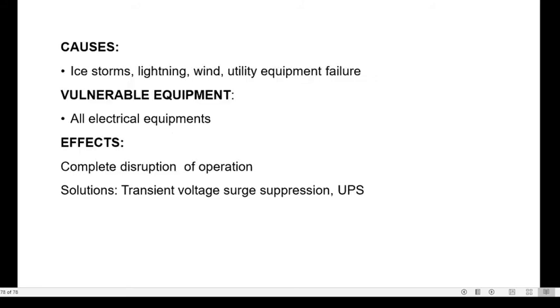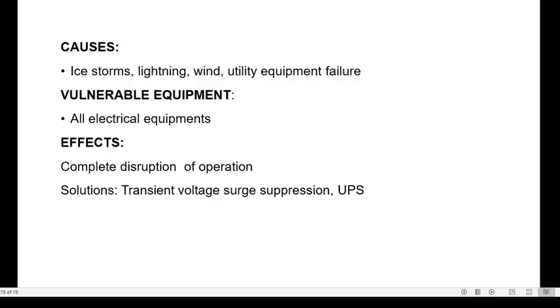So what are the causes? Ice storms, lightning, wind, and utility equipment failure, like all the electrical equipment, that will affect the complete operation. The solutions are transient voltage surge suppression and UPS, which are some of the solutions for all these. So here we conclude unit number 2 regarding voltage sags.